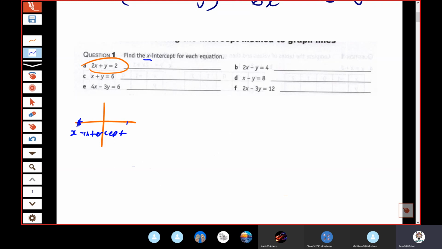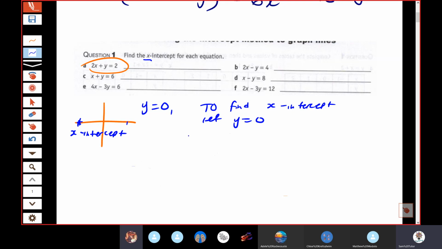What is the y value on this line? The y value is always equal to 0. So the idea is to find your x-intercept, you have to let y equal to 0. So to find x-intercept, let y equal to 0.